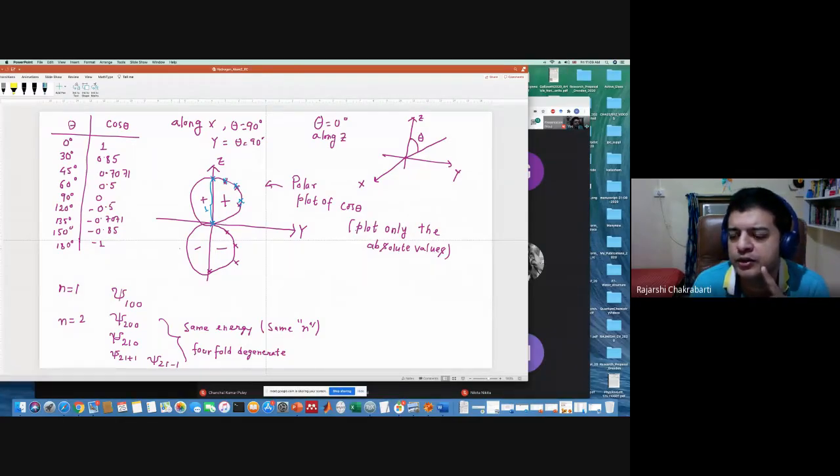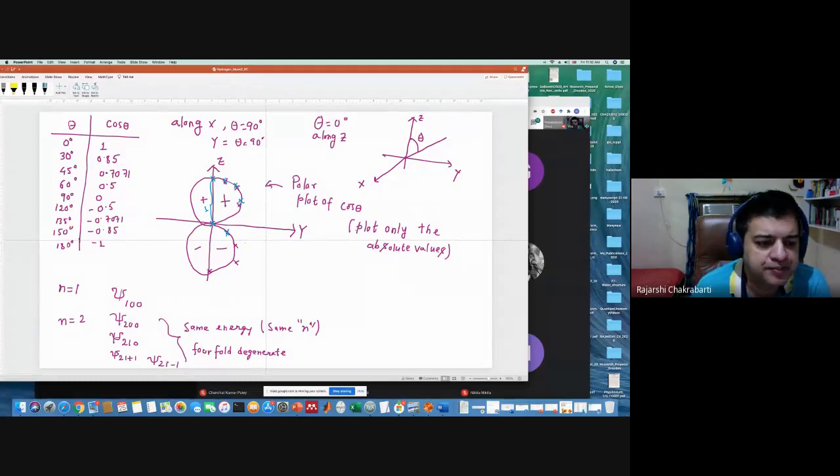But I have told you that when you do a polar plot, don't take the minus sign. Just take the magnitude. What is the magnitude of minus 0.5? It is 0.5. Okay. So 120 means somewhere here. This vector will come somewhere here. 90 degree means along y-axis. 120 will be something here. And when it is 120, the value is minus 0.5, but I take only the magnitude, so it is 0.5. This is where it is.